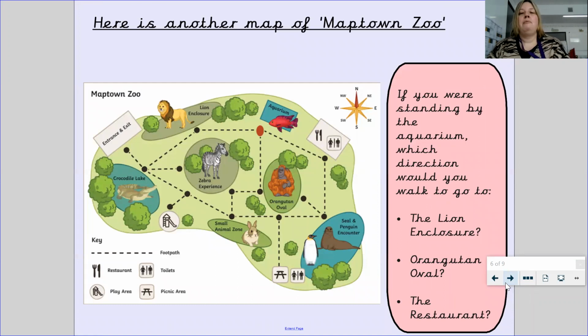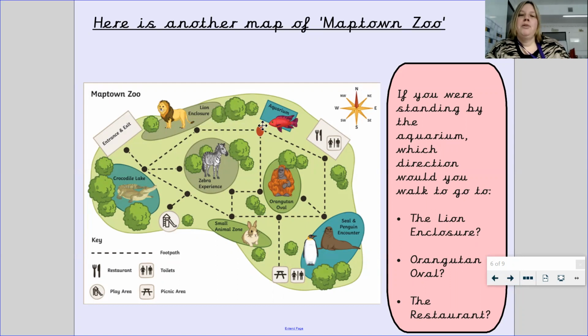Here is another map. This is a map of Maptown Zoo. Let's read what our instructions tell us. If you were standing by the aquarium, which direction would you walk to go to the lion enclosure? So here I am standing by the aquarium. I need to travel to the lion enclosure. The lion enclosure is over here.